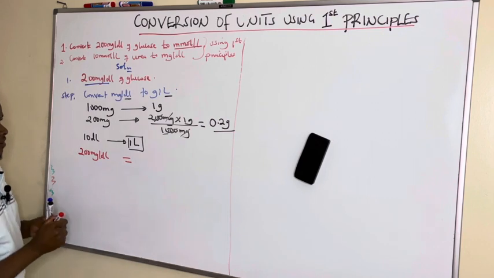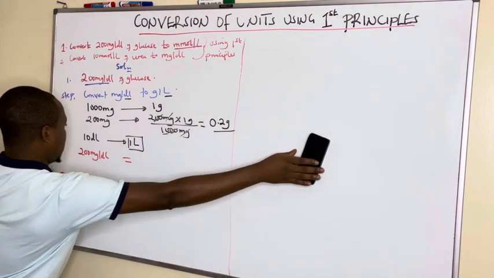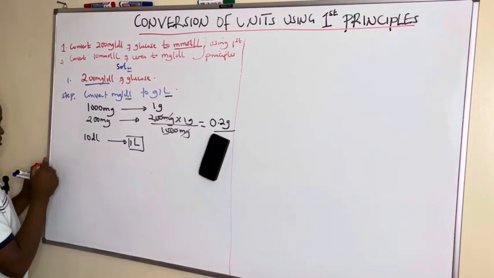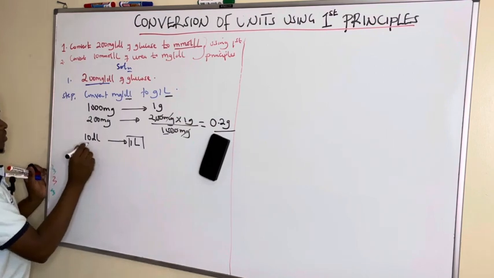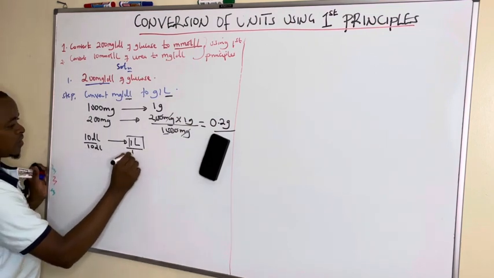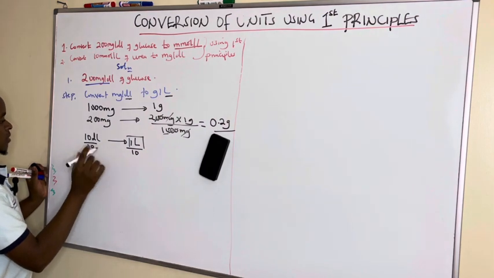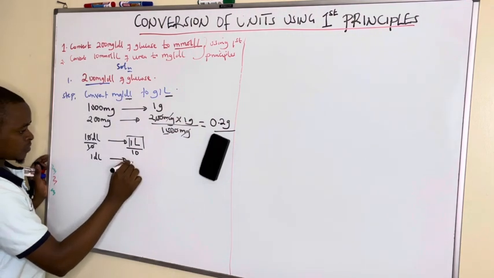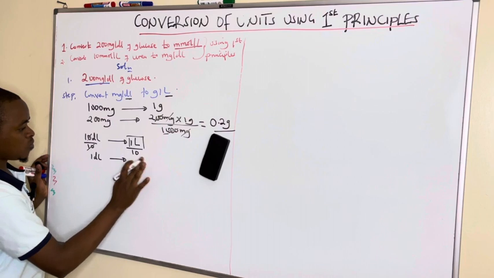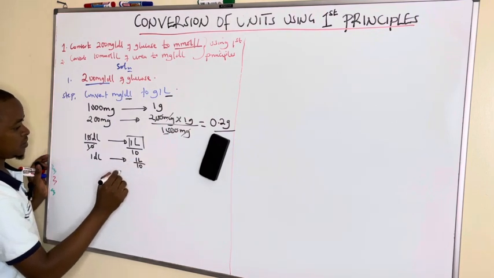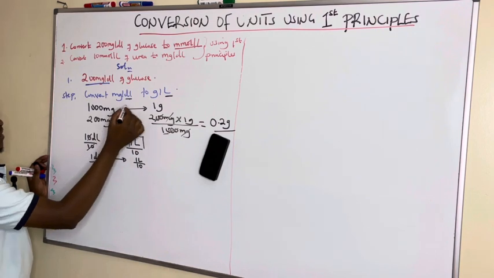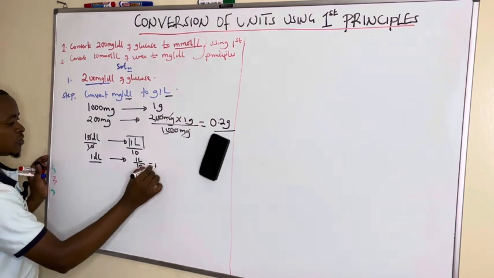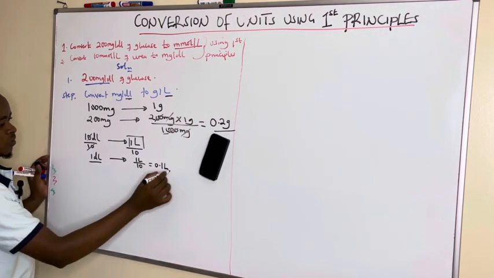But before that, we know that this is 1 deciliter, not 10 deciliters. So we make the deciliter the subject of the formula by dividing by 10. After dividing by 10, we remain with 1 deciliter equivalent to 0.1, or 1 liter out of 10. So where there is a deciliter, we replace it with 1 liter out of 10, or 0.1 liters.